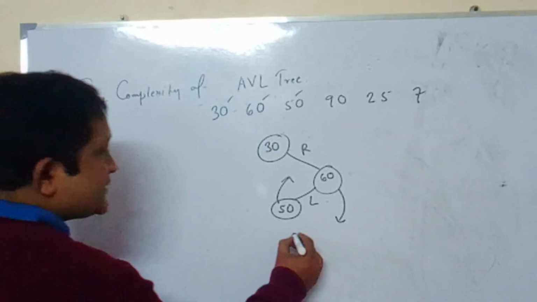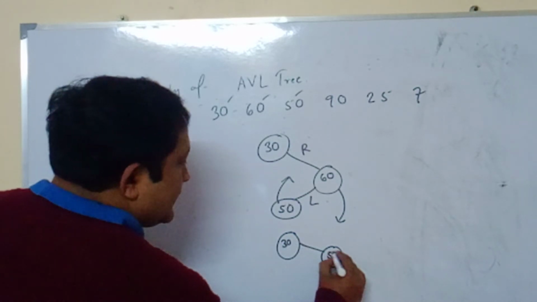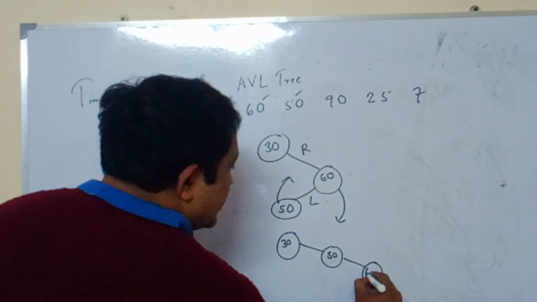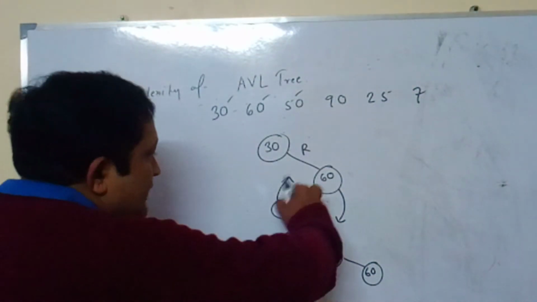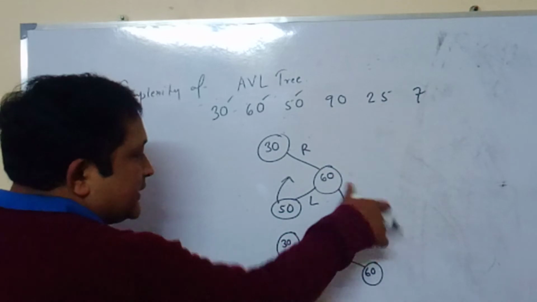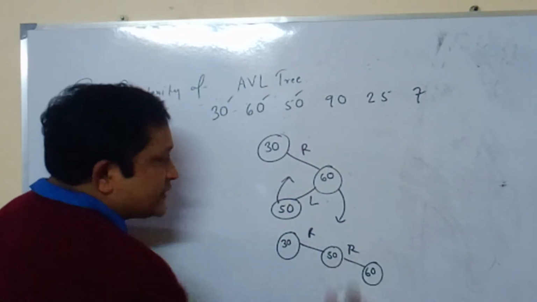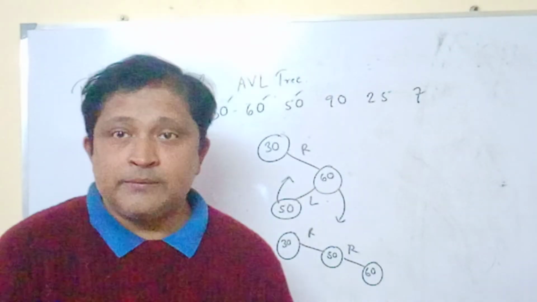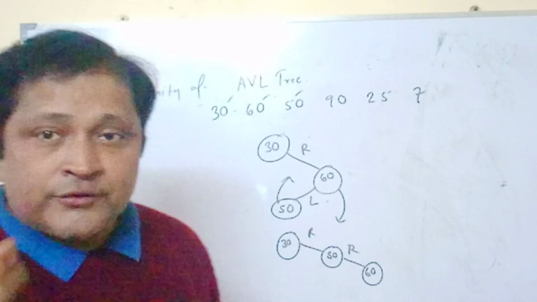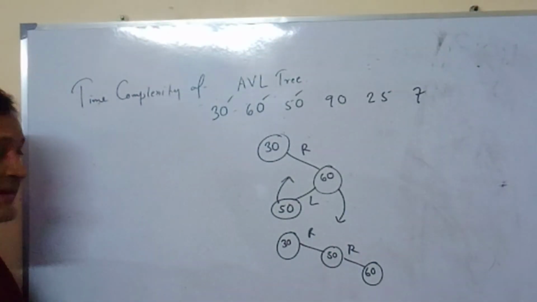So RR unbalanced, it will be converted to 30, 50 and 60 in this way. You can arrange it 30, 50, 60, because 50 will replace 60, 60 will come down. So like that, it will be RR. And after that, as we know, for RR imbalance, in the last video we have learned, we have to go for only one rotation, and that is the anti-clockwise rotation, that is the left rotation.